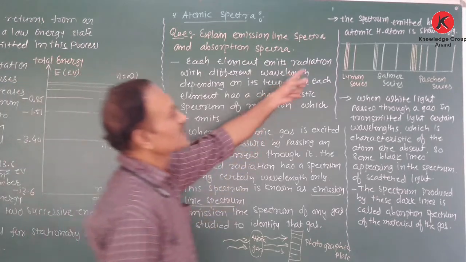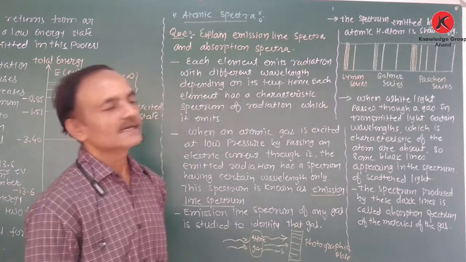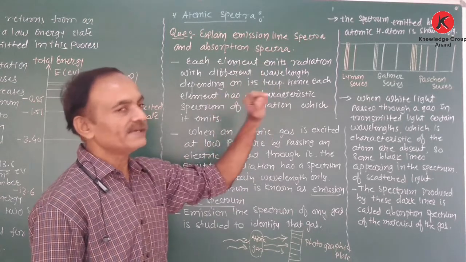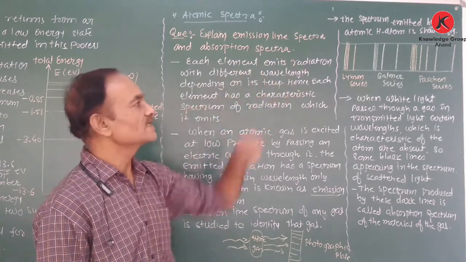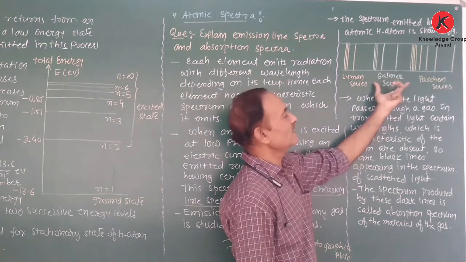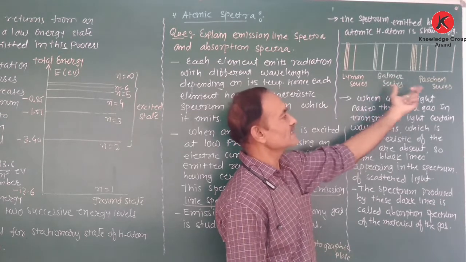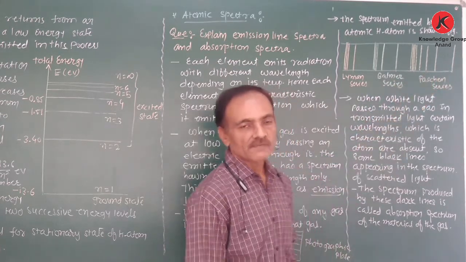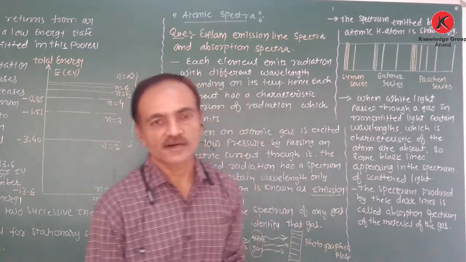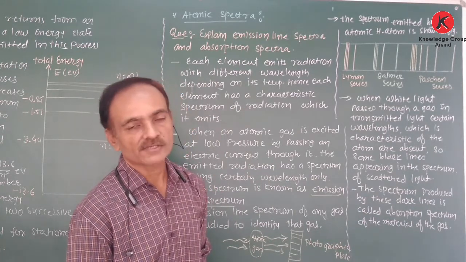Here in the figure, the spectrum emitted by atomic hydrogen is shown. The first lines represent the Lyman series, the second portion represents the Balmer series, and the last is the Paschen series. We will also discuss later the different series of the spectrum: Lyman, Balmer, Paschen, Brackett, Pfund.